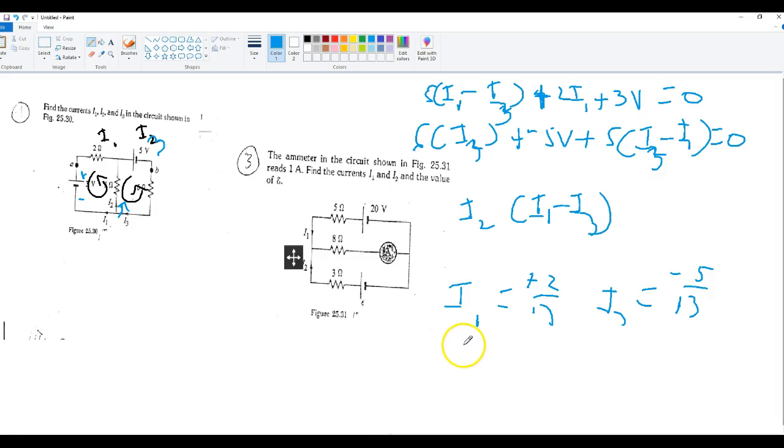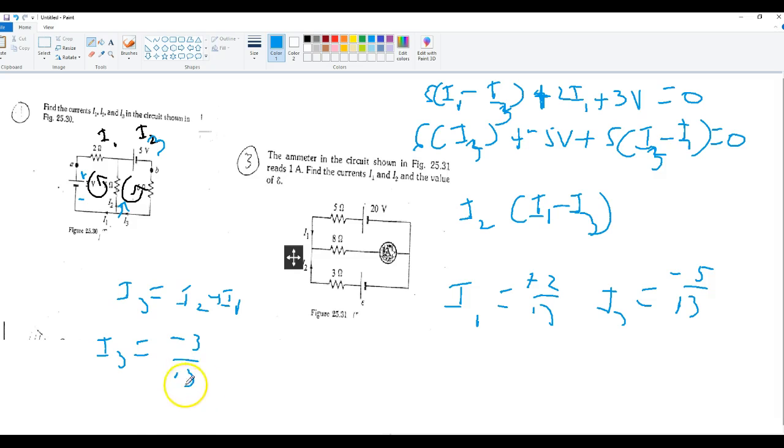What else do we know? Well, there's one more equation we need to understand, and that is I3, the one going in here, is equal to I2 plus I1. Or, yeah, these combine, or you're going to get I3 is equal to negative 2 over 13. So you're just going to add these up, and you're going to get negative 3 over 13.